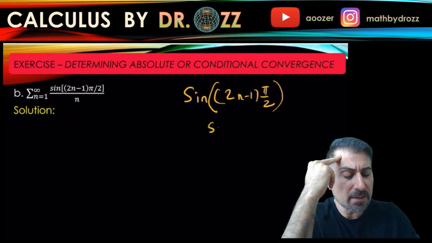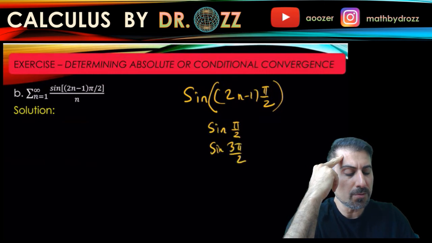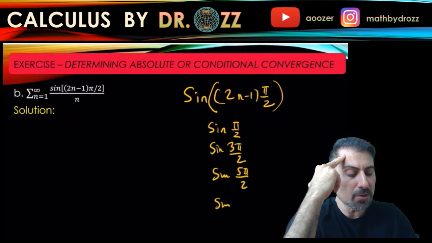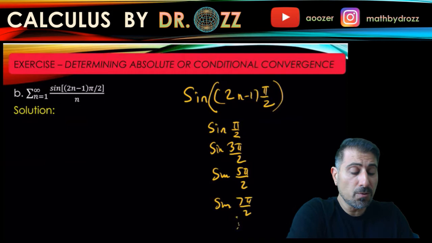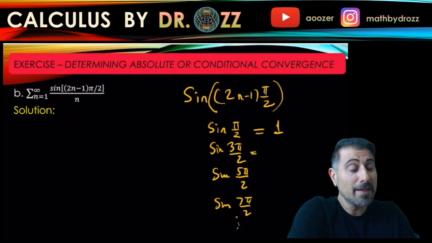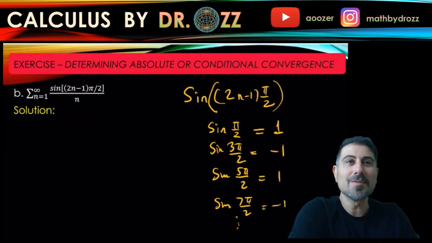Well, it looks like sine pi over 2, sine 3 pi over 2, sine 5 pi over 2. Let me just write one more term, 7 pi over 2, on and on, right? Well, sine pi over 2, if you use your TI-84, it's 1. Sine 3 pi over 2, on the other hand, is minus 1. Check your calculator: 1 and minus 1. So there's some alternation going on here.